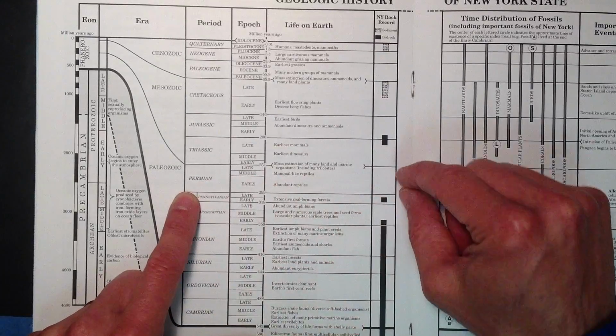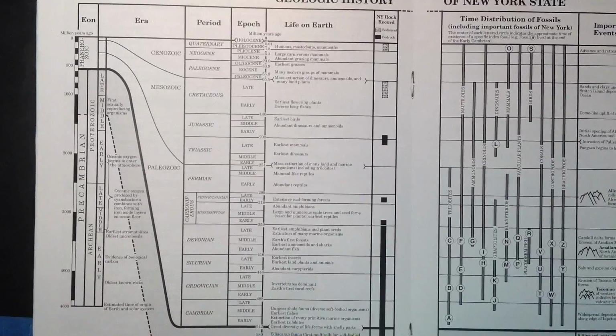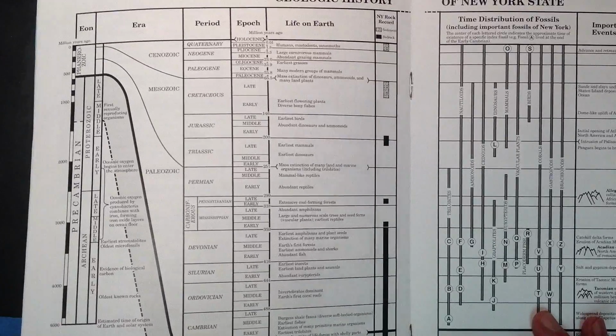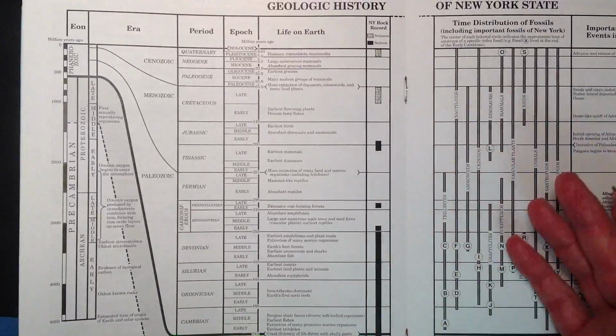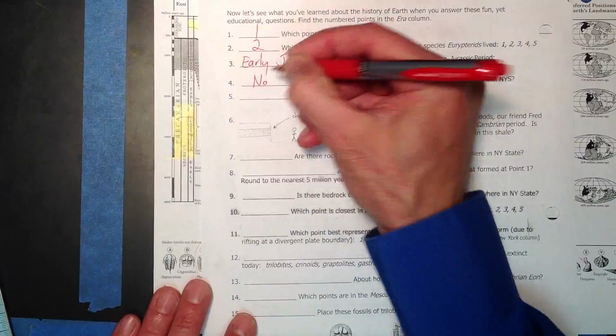So Permian, is there any bedrock from that time period? The answer is no, because there's none that exists there. And maybe it's buried, maybe it was here and was eroded, maybe New York State was not under the ocean at that point, so sediments weren't building up. But you cannot find rocks from the Permian period in New York State. So the answer is no for that one.